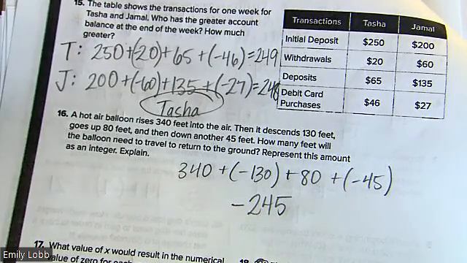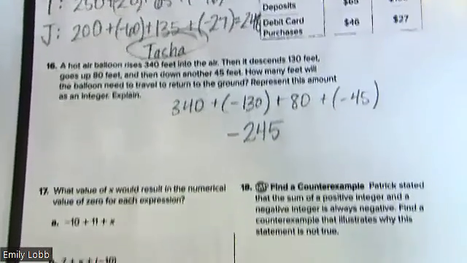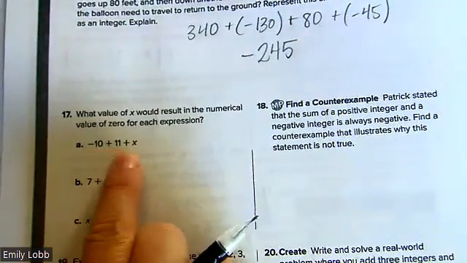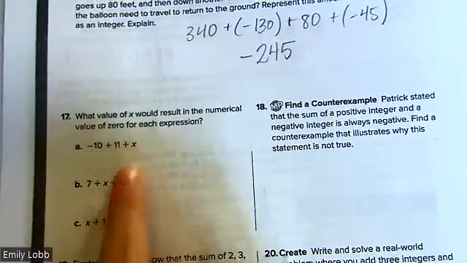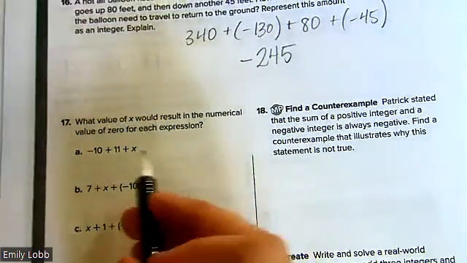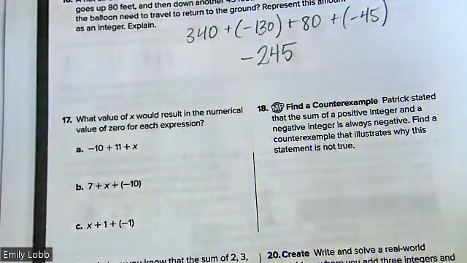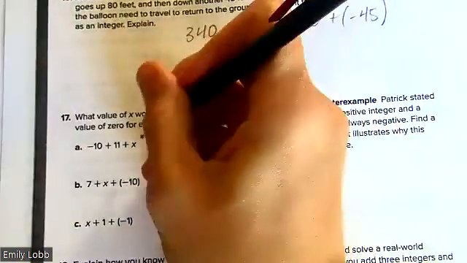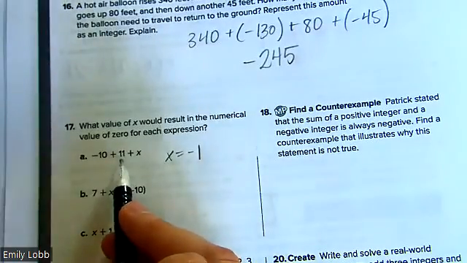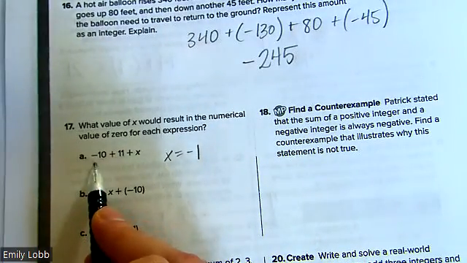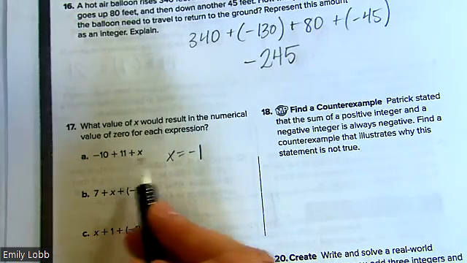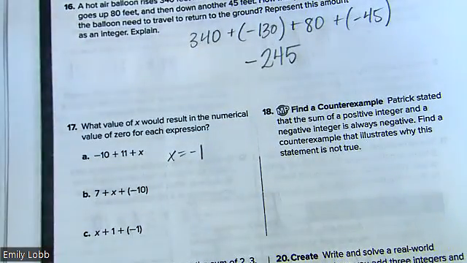All right, what value of X would result in the numerical value of 0 for each expression? So here, you would need a positive one? Or no? If this were a positive one, this would be 12 minus 10. We want it to be actually a negative one, because negative 10 plus 11 is 1. 1 plus a negative 1 gives us 0.